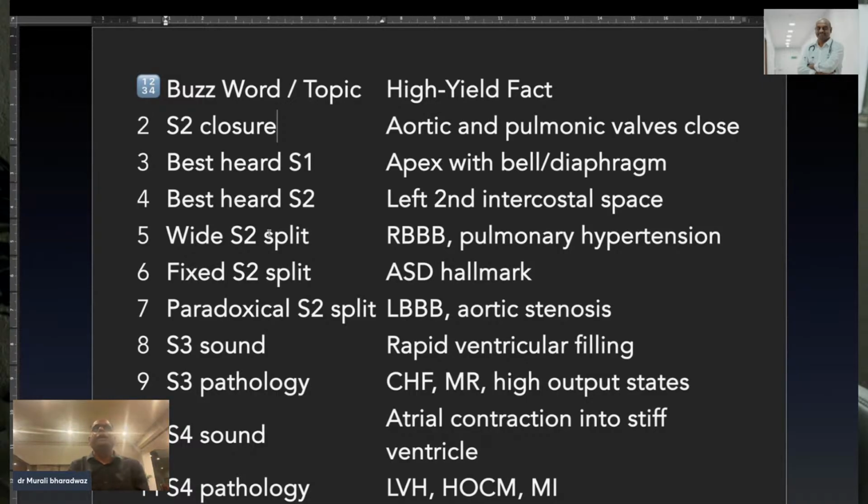Clear? Then S4. Whenever a person has hypertension, the ventricle is hypertrophied and non-elastic to extend. During that time, the last one-third of the ventricular diastole.